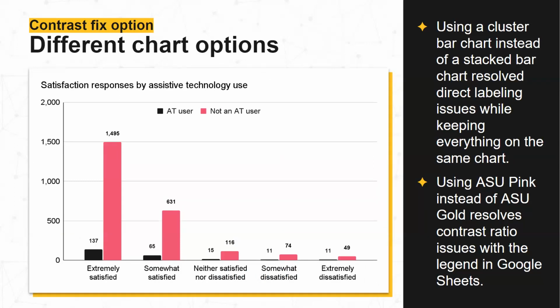And then another fix here is just using a different chart option. There are a lot of different chart options you could consider here. Using a clustered bar chart instead of a stacked bar chart resolves the direct labeling issue while keeping everything on the same chart. And then ASU Pink, I know this maybe doesn't seem as branded, but it is an ASU brand color. There is enough contrast with the ASU Pink and the dark gray and the white. So this passes the contrast ratio while keeping everything in the same place, not using outlines. I don't always like to use outlines because I feel like that can sometimes distort things, and ASU just doesn't use outlines a lot in their visualizations. So it sometimes looks a little less branded when you use a dark outline.